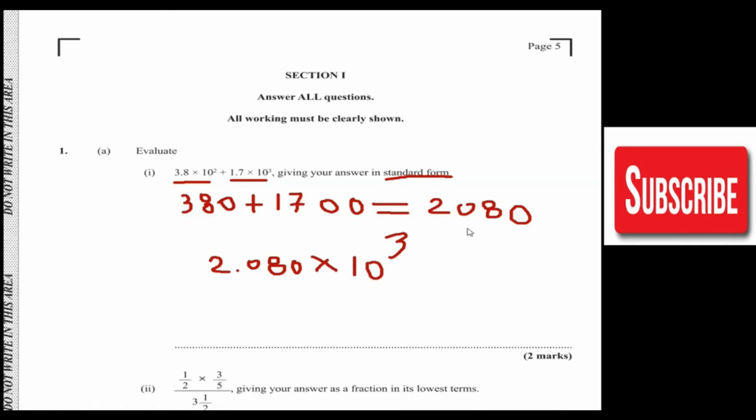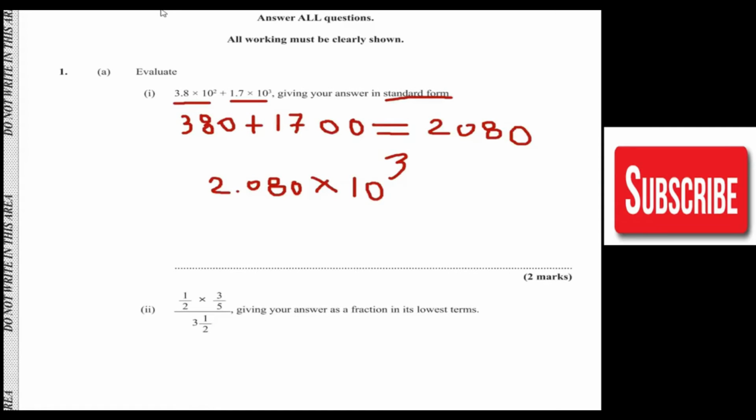Some persons would just put it straight away in your calculator, and that will give you the correct result. All right, and that takes care of part 1.